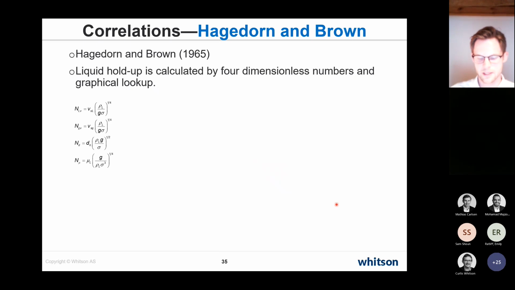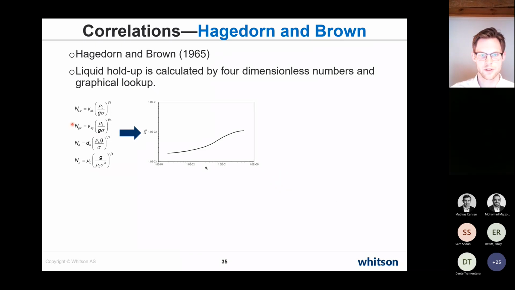The liquid hold-up there is essentially calculated by 4 dimensionless numbers, defined as such. You take those 4 numbers, and then you walk a path through a couple of plots. So you have to graphically read off the corresponding value. So first you start with this n mu, the viscosity number, and you read off a number.